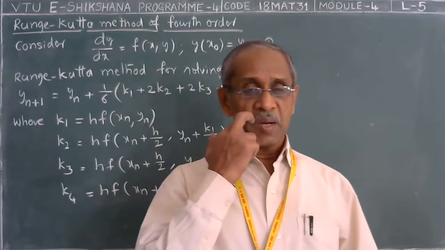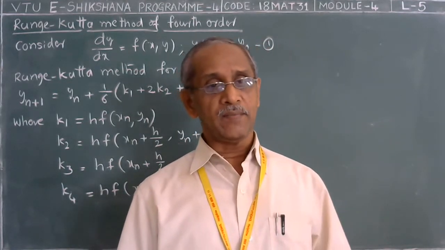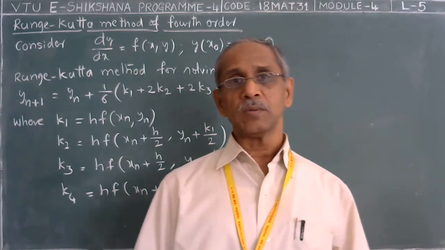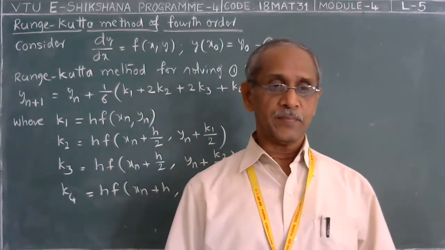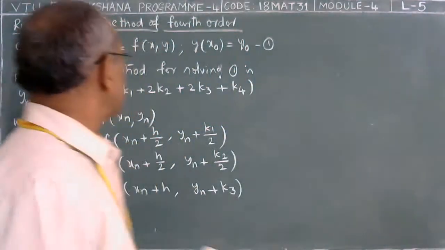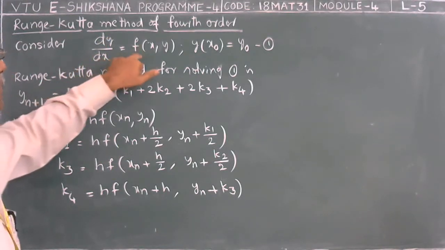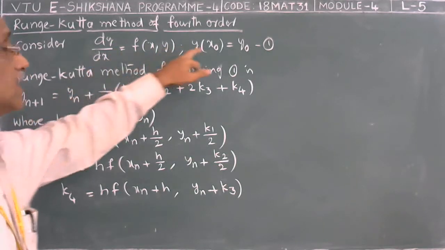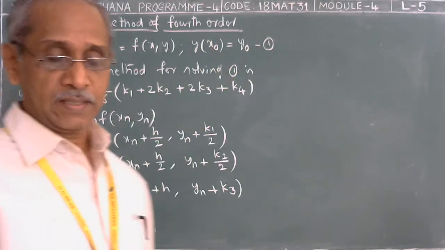Runge-Kutta method of fourth order is a widely used method in solving different ordinary differential equations. The Runge-Kutta method of fourth order is also by default called Runge-Kutta method. So basically, we try to solve a differential equation of the form dy by dx is equal to f of x comma y, that is the first order ordinary differential equation with given initial condition y is y naught at x is equal to x naught.